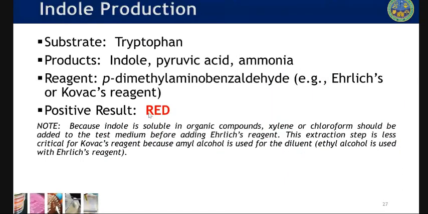And then part of your IMViC reaction, you have indole production. The substrate is tryptophan, the product being detected is indole, in the presence of pyruvic acid and ammonia. You have reagents with an active component, which is para-dimethylaminobenzaldehyde. You have your Ehrlich's or Kovacs reagent. A positive color reaction would be red. Now, for indole testing, you may include either E. coli or Klebsiella aerogenes as your QC strains.